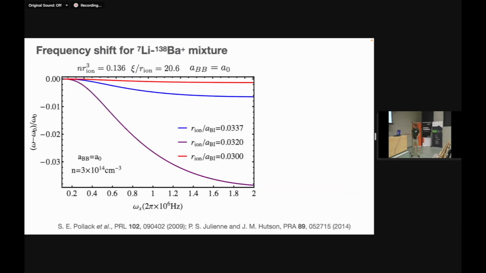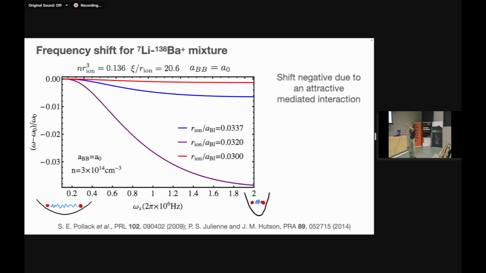And again, you can calculate the frequency shift as a function of the trapping frequency and as a function of the scattering length or the pseudopotential. And you can get quite large shifts, in particular if you use a tight trap. This is for a tight trap over here. This is for a loose trap here. Because the mediated interaction goes as 1 over r to the 4th, whereas the Coulomb goes as 1 over r.